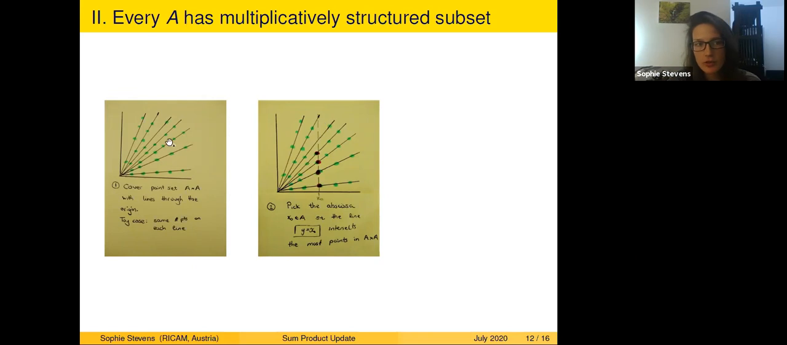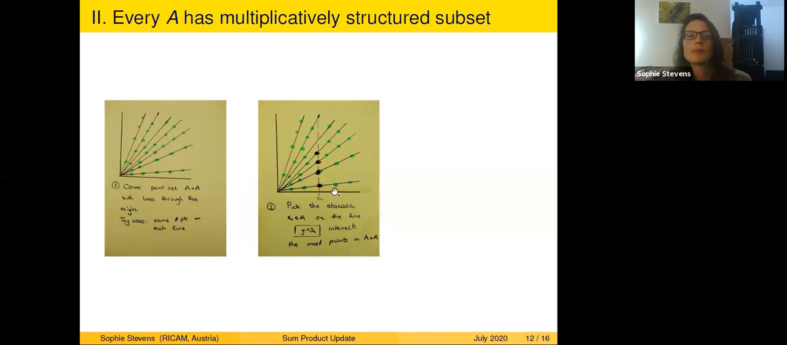So I apologise if you're colourblind, but what this means in terms of this picture is I'm going to go along the x-axis and look at vertical lines. I'm going to count the number of green points on each line that I get. One of these vertical lines is going to have the most points, and it won't necessarily be unique, but it'll exist. We'll just pick one that has the most.